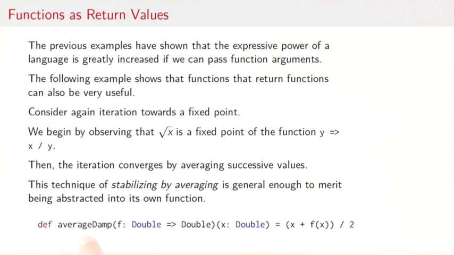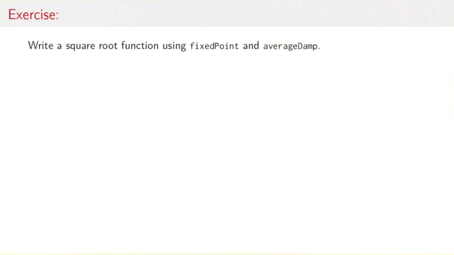We would have the function average damp. It takes an arbitrary function from double to double. It takes a value x of type double, and it then computes the average of x and f of x. Let's do an exercise. Given fixed point and average damp, can you write a square root function that uses both functions?